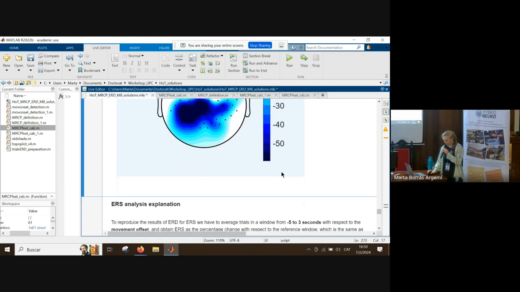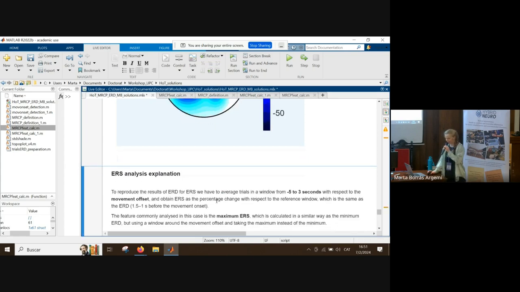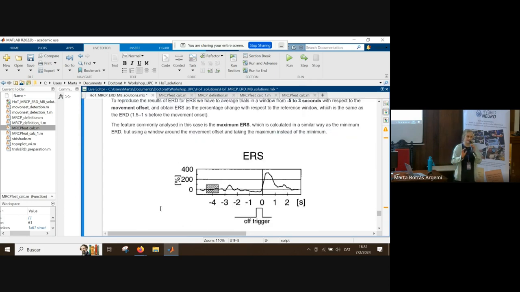So that's all about the event-related desynchronization. I will super briefly explain how you can obtain the event-related synchronization, which is the same as the event-related desynchronization, but using the movement offset as the zero reference. So we are aligning these signals to the movement offset, and as we can see here, there's a synchronization when the movement ends. So what we want is to obtain this signal related to the movement offset.